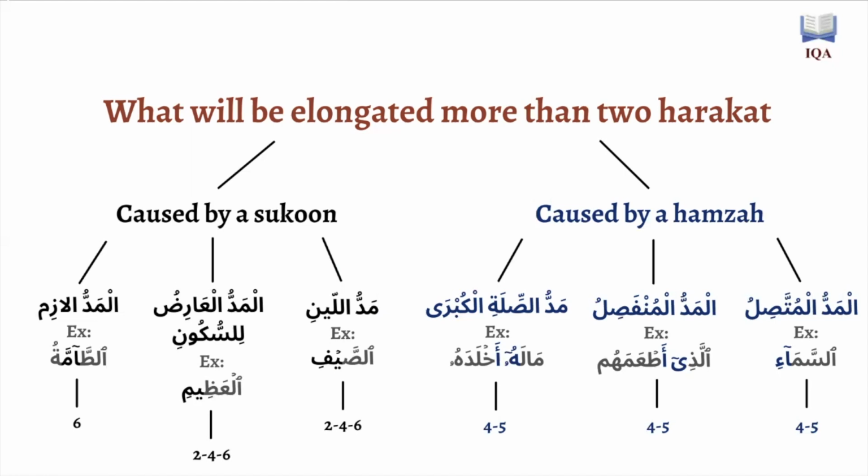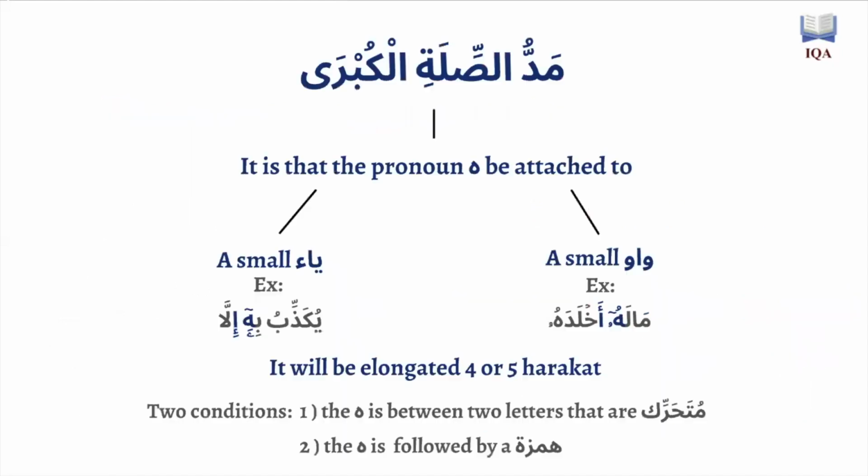So Madd al-Silat al-Kubra is, for example, Manuhu akhlada. Madd al-Munfasil, Alladhi at'amahum. And then Madd al-Muttasil, As-Sama. So all of these are elongated 4 or 5 harakas. And inshallah, we're going to be covering them one at a time. So let's start off with Madd al-Silat al-Kubra.